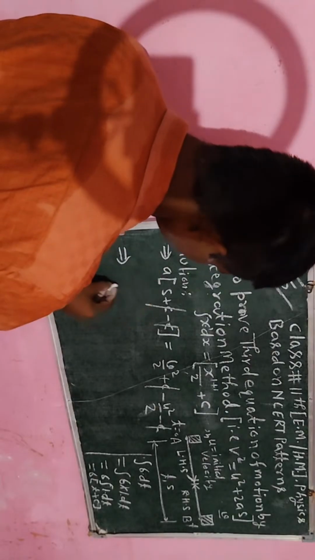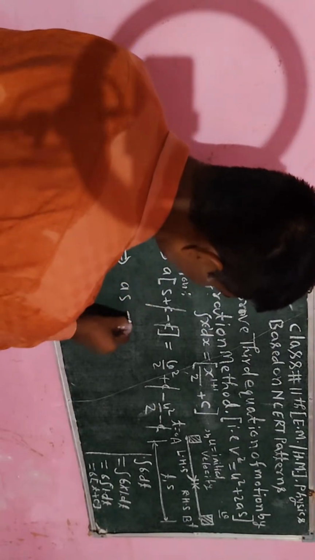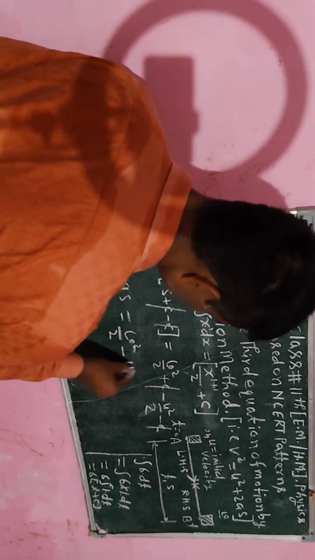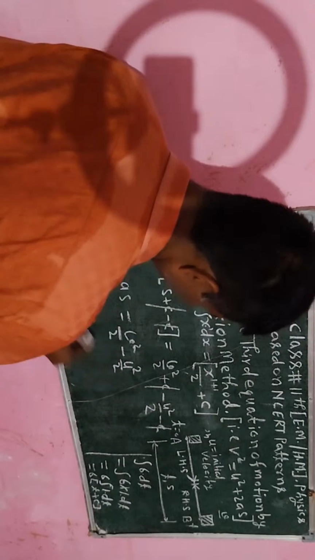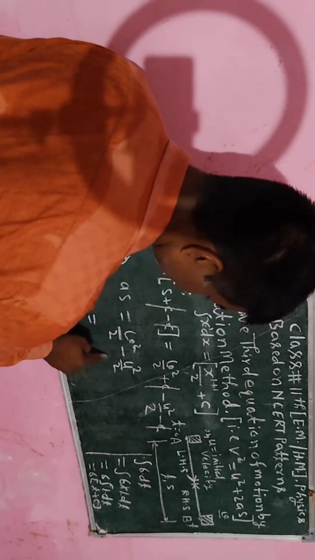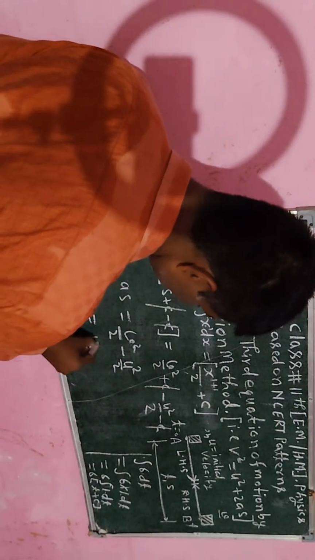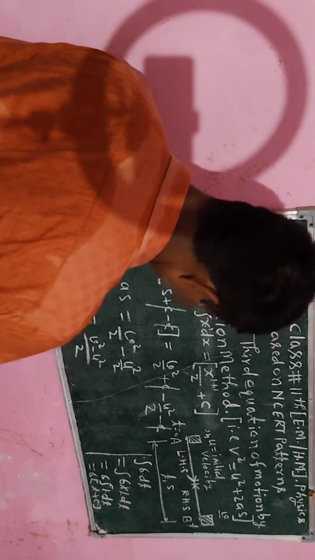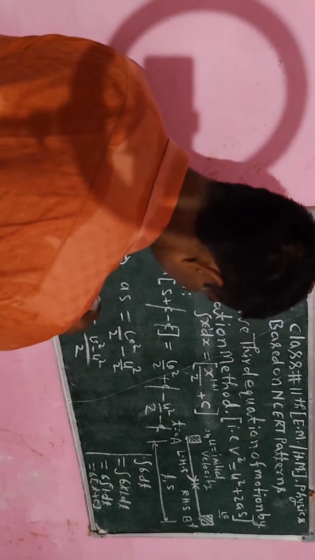So a into s, so here will be as, which is equal to v square divided by 2 minus u square divided by 2. Further I will take LCM on the right hand side, so here I will write v square minus u square divided by 2. On the left hand side I have to write a into s.